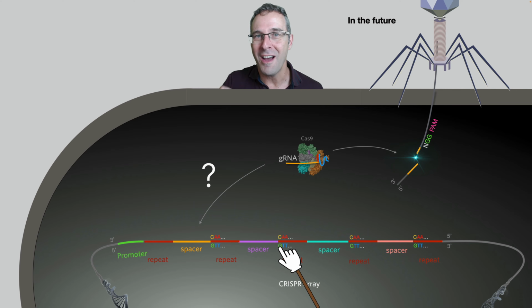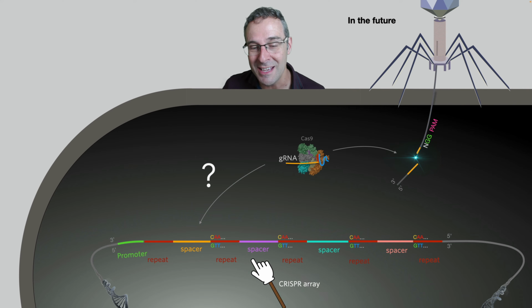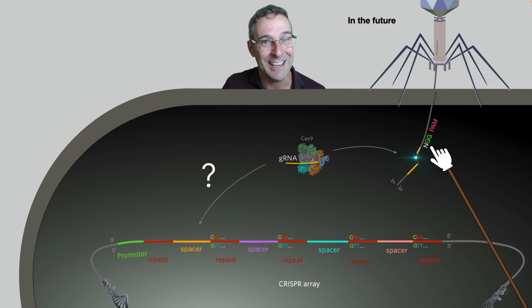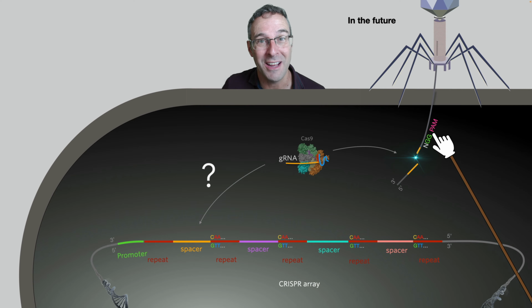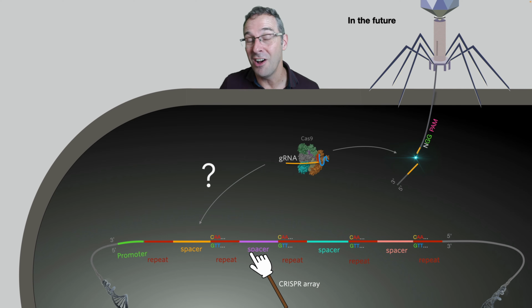This is why CRISPR is so ingenious, is because each of these repeats has a sequence that starts with something other than any nucleotide followed by guanine. And that prevents Cas9 from cutting the spacer itself in the CRISPR array.